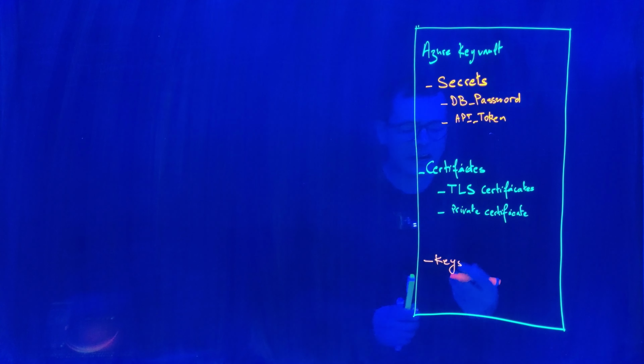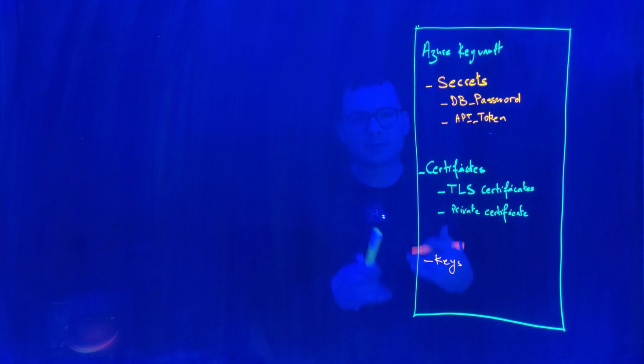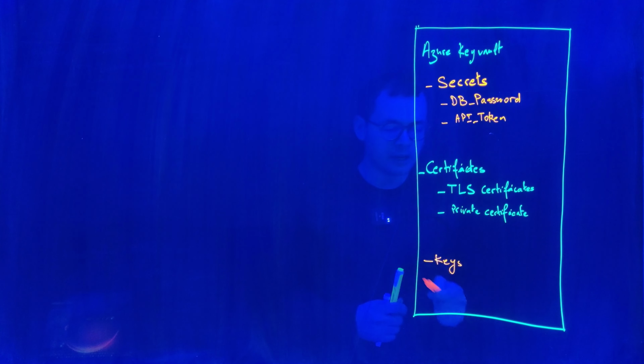Okay. And also we have a third type of object that is the keys. So the keys here would actually be the encryption keys that would be used in order to encrypt those secrets. So you can rely on the Azure Key Vault or the Azure provided encryption keys to encrypt those secrets, but you can also provide your own encryption keys here to encrypt those secrets or some other data that you want to encrypt.